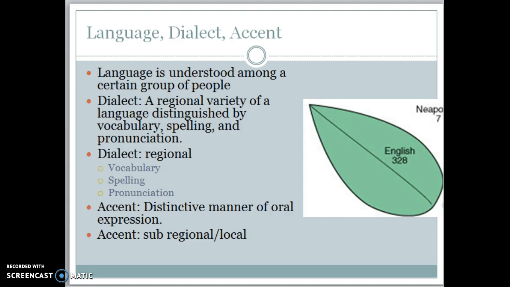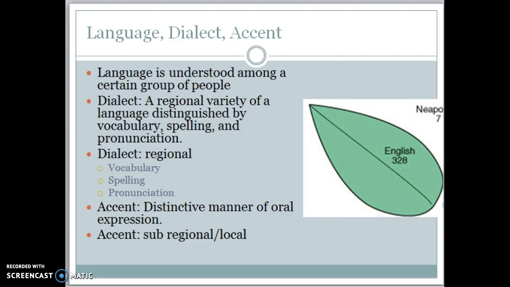And not just dialect, but we can also have regional dialect. Even in the United States of America, we have the Southern dialect with unique vocabulary, spelling, and pronunciation. We can also, of course, understand language in terms of an accent, and that's a distinctive manner of oral expression. So when we think about accents, you have that Southern accent, or people would think of a Southern California accent, or a Boston accent.